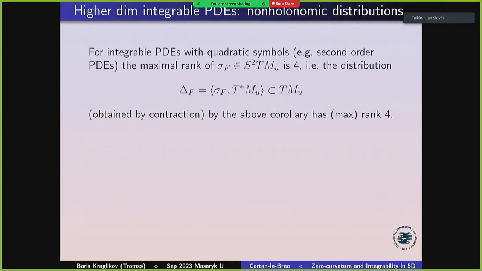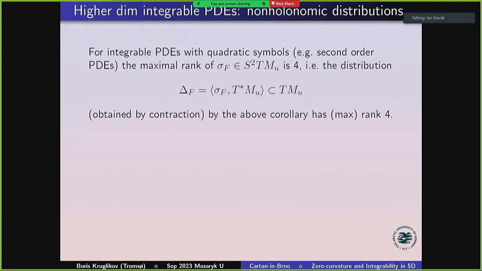Okay, so high dimensions. In high dimensions, as discussed before, it's not possible to get any conformal structure. So what do we get? What kind of geometry is there? A good system to consider is second order systems and so forth. But let's discuss second order ODE, so quadratic symbol. Then the maximal rank of this is 4, as a corollary of a theorem by David Calderbank and myself.